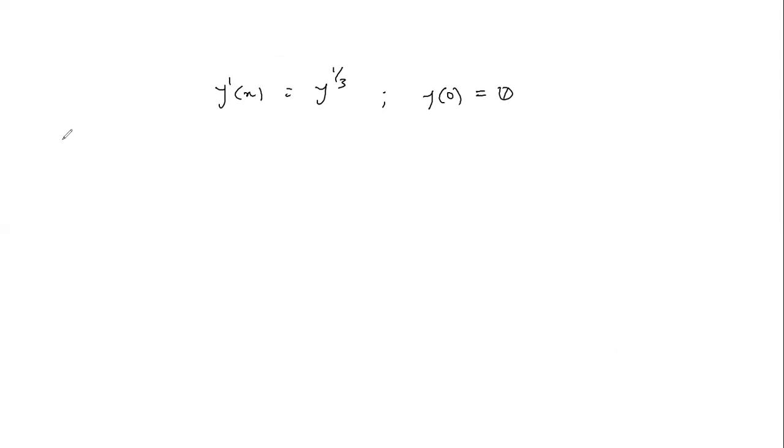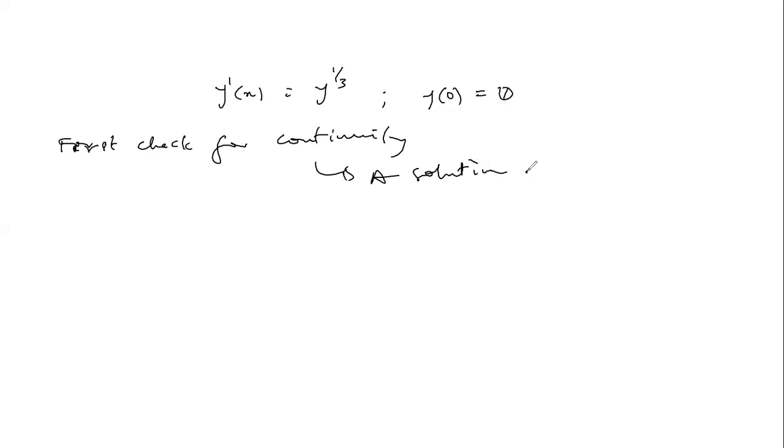Now, the first thing is to check for continuity. Once again, this is continuous everywhere, because y raised to the power of 1 over 3 gives us a continuous function. So a solution exists, because it is continuous everywhere. Hope that is clear.